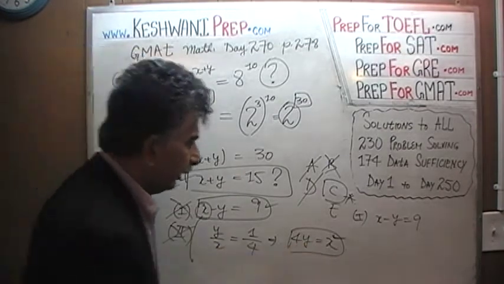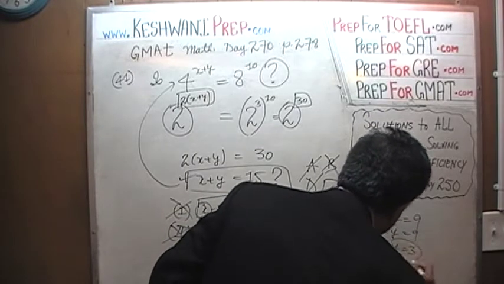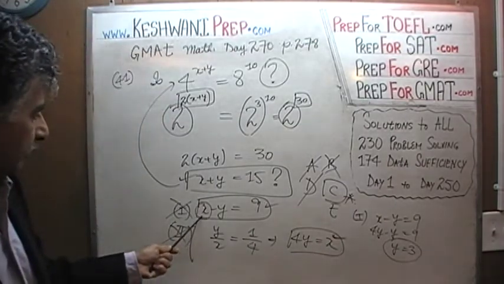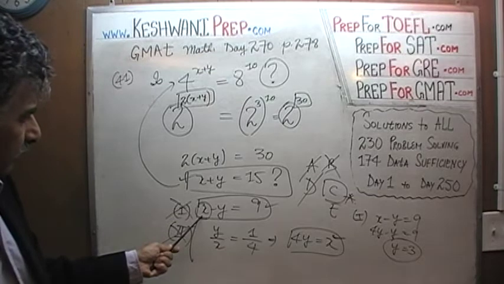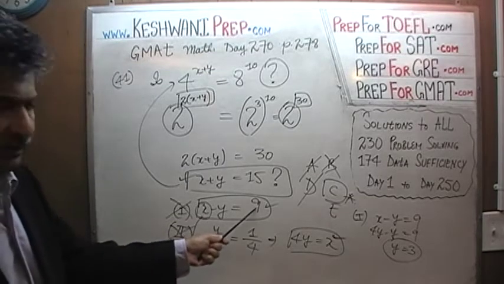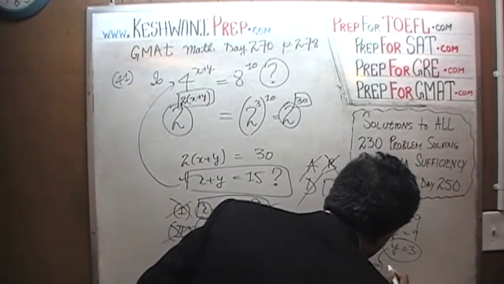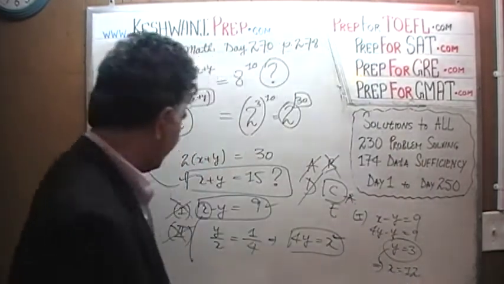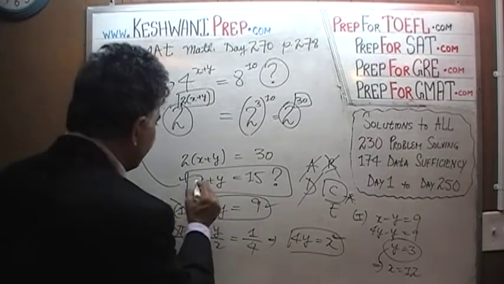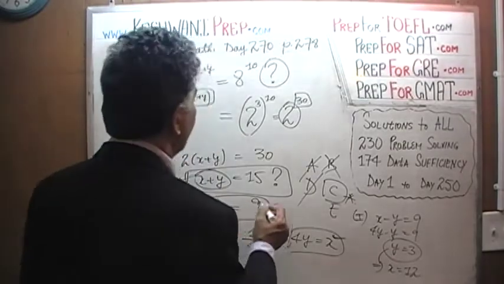We put it in here and we find that 4y minus y equals 9, which means y equals 3. And if y equals 3, then x would have to be 6, is that right? No, x would have to be 12. 12 minus 3 is 9. So if y is equal to 3, that implies that x would have to be 12. And the original question was, is x plus y 15? It turns out that the answer is yes. The final answer is yes.